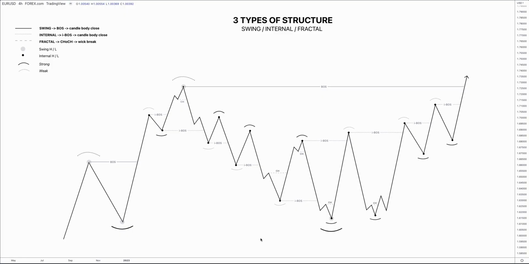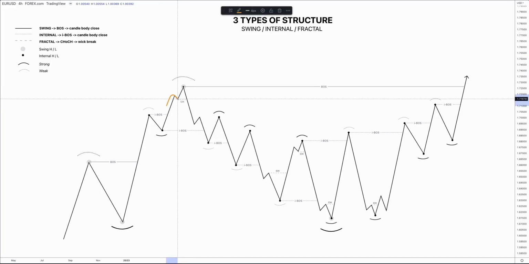So without further ado, obviously by the title of this video, we are going to be concentrating on fractal structure. Okay. So over here, this is what we're going to be looking at. Fractal structure and CHoCH, we'll get onto CHoCH in a minute, but essentially it's where we're looking at tiny movements in price, which we'll see in a second, where it's sometimes one or two candles. Sometimes it's a few more candles than that, but it's basically very small movements in price that we refer to as fractal structure.